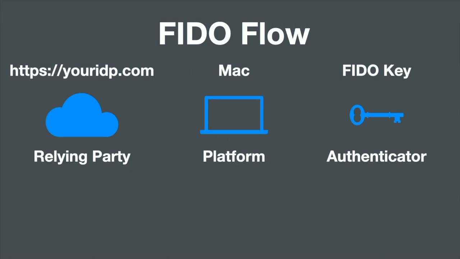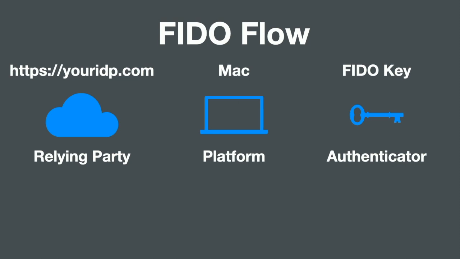So as we go and talk about FIDO, let's break it down to a couple of component parts. There's primarily three buckets of things that we're talking about when we talk FIDO. You have the relying party, which is the web page, the service, the identity provider, whatever that you may be using, that's going to be authenticating you. You have your Mac, which is your platform. Your iPhone would be your platform.